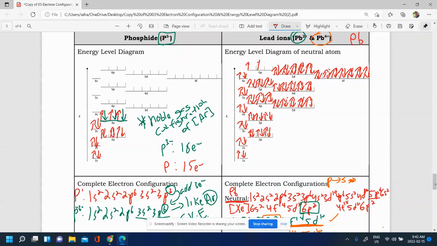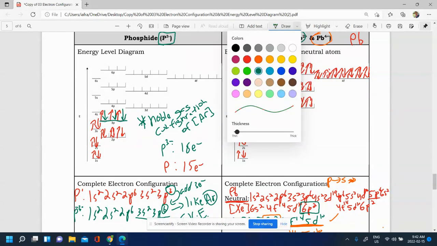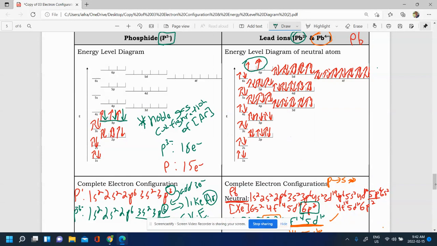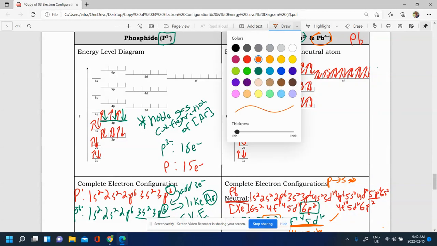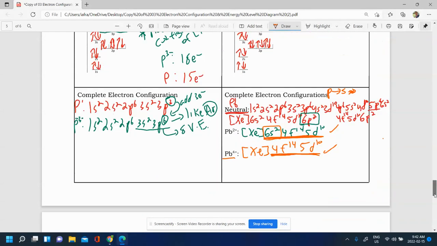There we go. And then I'm just going to circle and remove for each ion based on the color. So for the Pb2 plus, you would have removed, so in green, these 2 for Pb 2 plus. And then for the Pb4 plus, you would remove those 2 plus these 2 here for Pb 4 plus. And that there is our energy level diagram for Pb, Pb2 plus, and Pb4 plus. Lots of arrows to draw there.